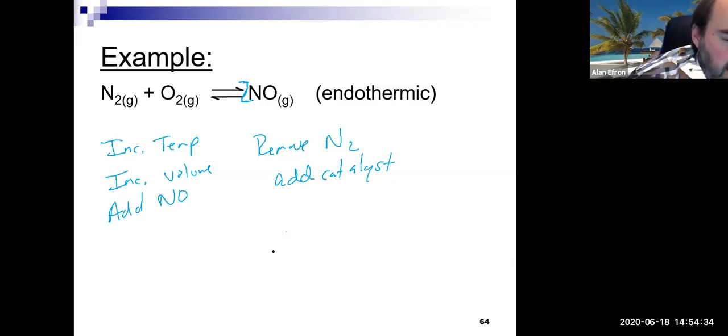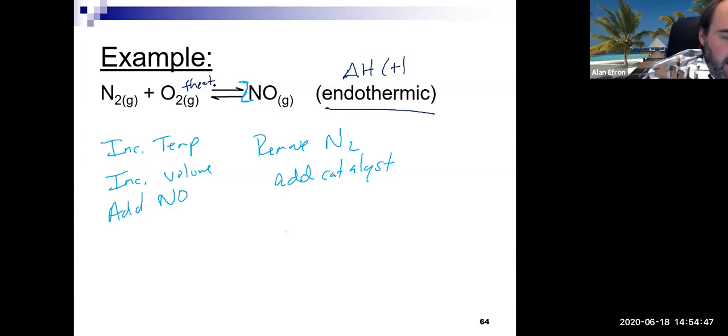Okay, so let's see how we did. So we're going to increase the temperature. The important part here is endothermic, which means the delta H would be a positive number. Also would mean we would put the heat and energy on the reactant side over there. So if we increase the temperature, it's like adding more heat and energy to the reactant side, which should then shift away from it and should go to the right in this particular case.